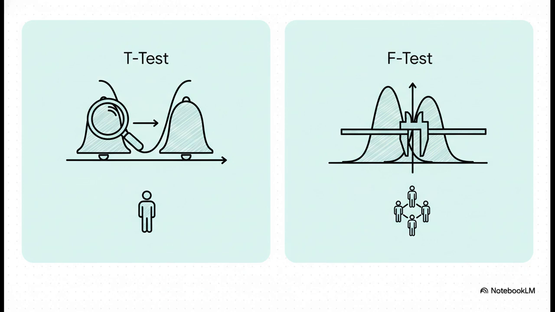Now, it's really easy to get this mixed up with a t-test, so let's draw a super clear line in the sand. A t-test asks a question like, is machine A faster than machine B? It's about averages. But an F-test asks, is machine A more consistent than machine B? It's all about the variance. It helps us compare the stability of whole systems, not just single data points.